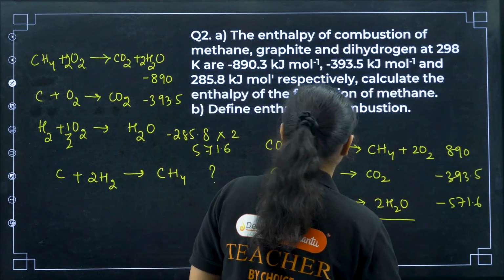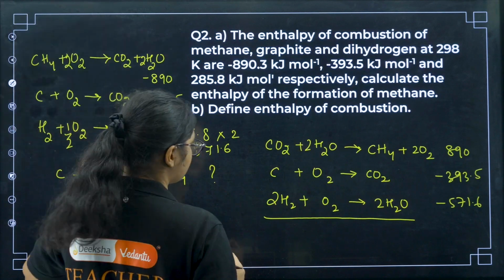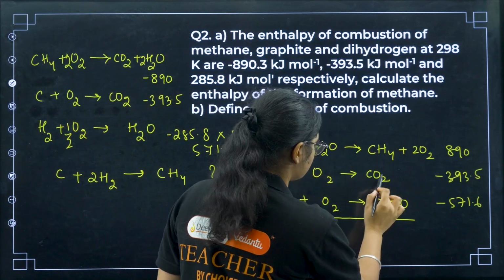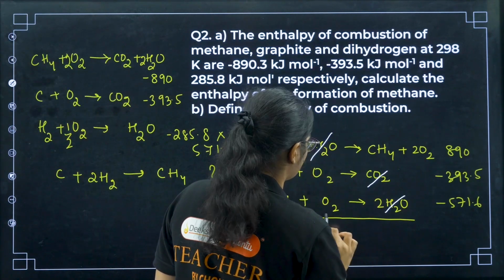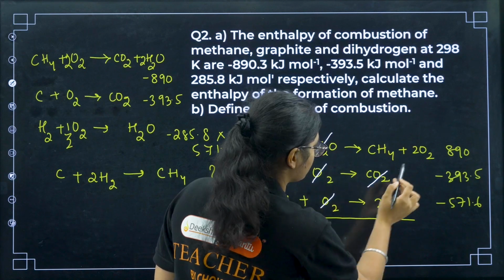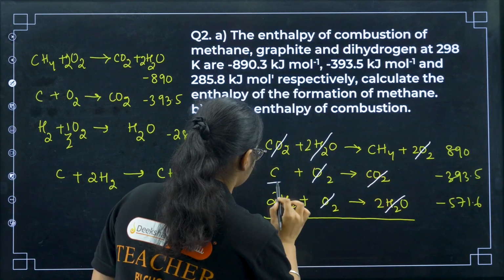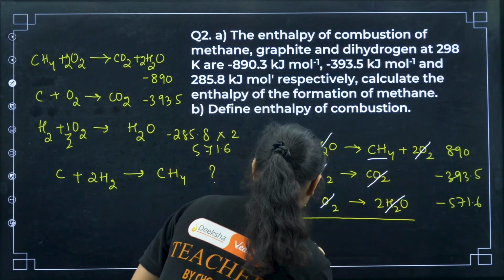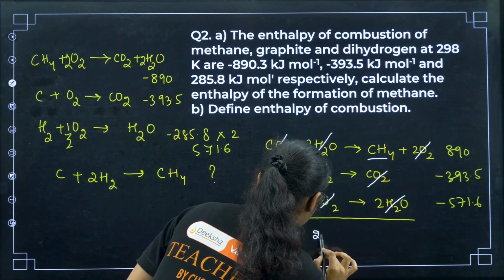Now let us add all these reactions. What all things can I cancel? Let me use a different ink here. You can see CO2, CO2, 2H2O, 2H2O. Then I have O2, 2O2 on this side and 2O2 on the other side. So I am left with C plus 2H2 gives CH4. That was the required equation I wanted.